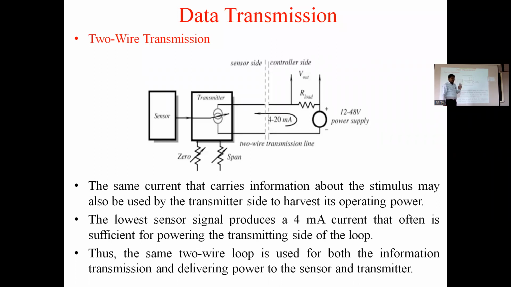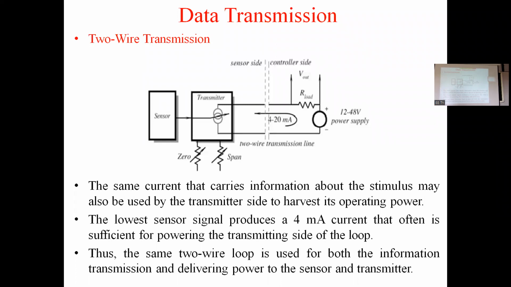Why is it called two wire? All of you getting? Because two wires are used, and due to those two wires it will form one closed loop. Right? So it is called two wire transmission. The same current that carries the information about the stimulus may also be used by the transmitter side to harvest its operating power. So this is some of the explanation.